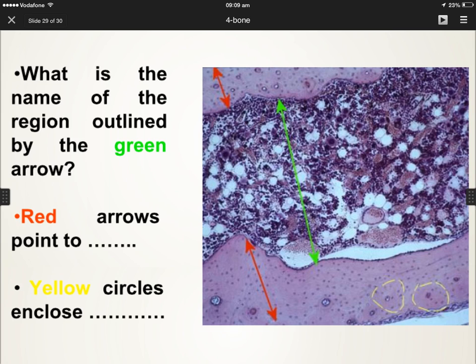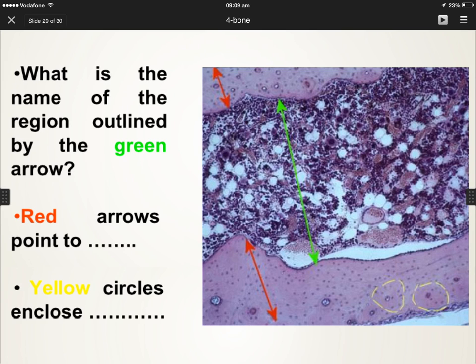This is another slide for the exam. What is the name of the region outlined by the green arrow? All of this region, with the multiple fat cells, with the dots demonstrating hemopoietic tissue, with the large cells in between, you can see these are the megakaryocytes. So this is the bone marrow. What do the red arrows point to? The arrows here point to the acidophilic bony trabeculae. Here we have the compact bony trabeculae.